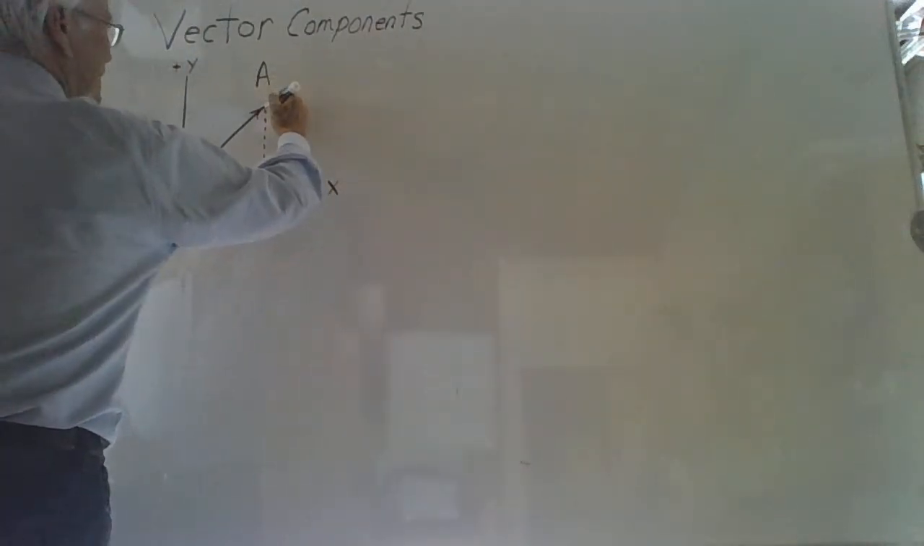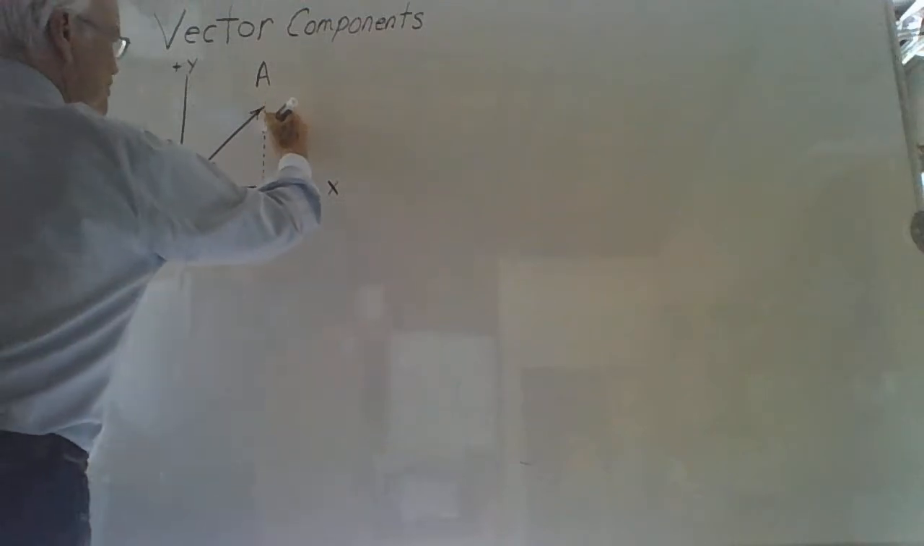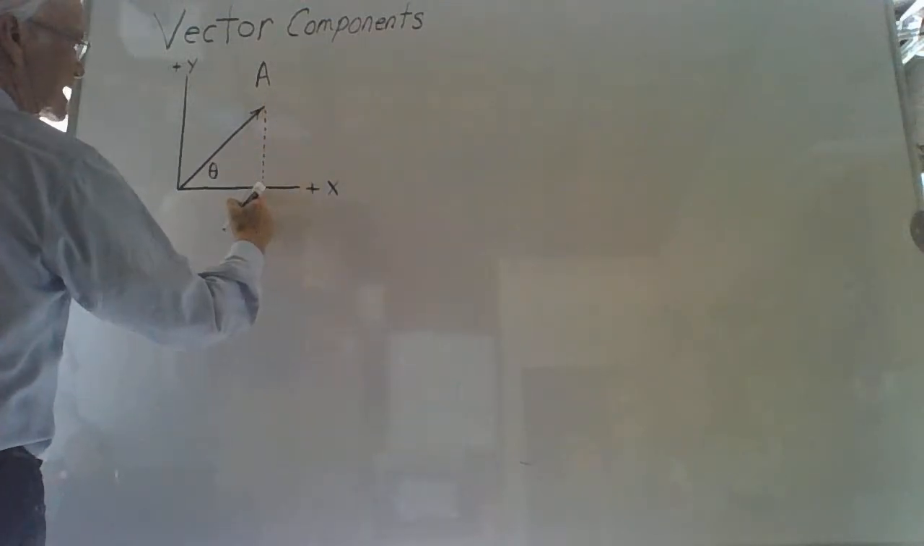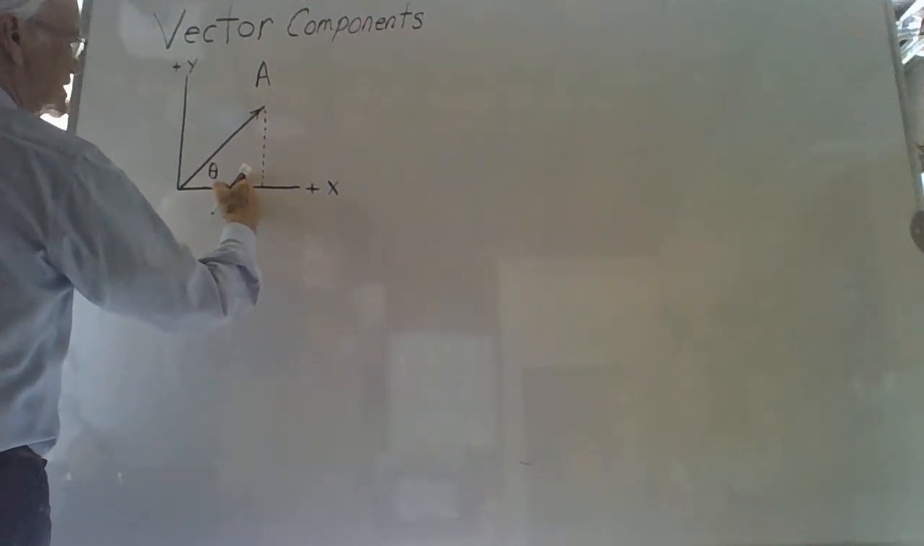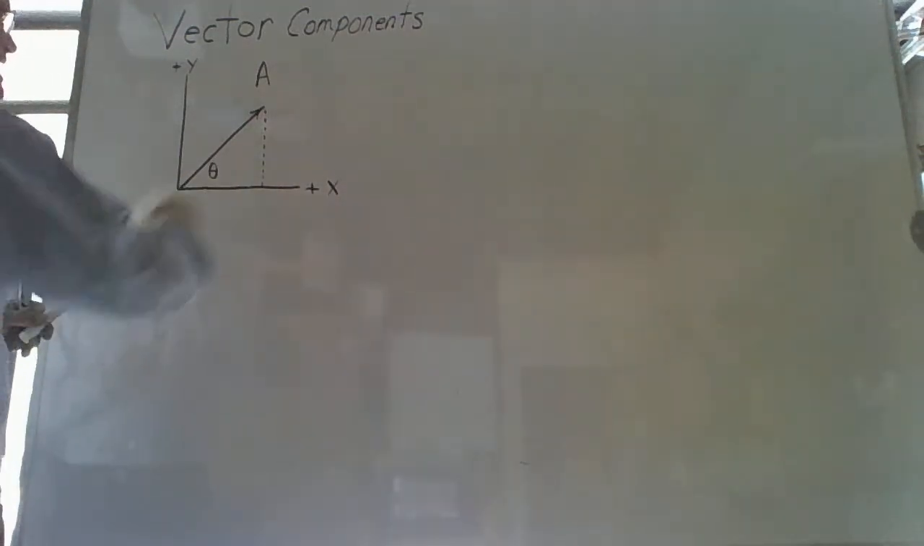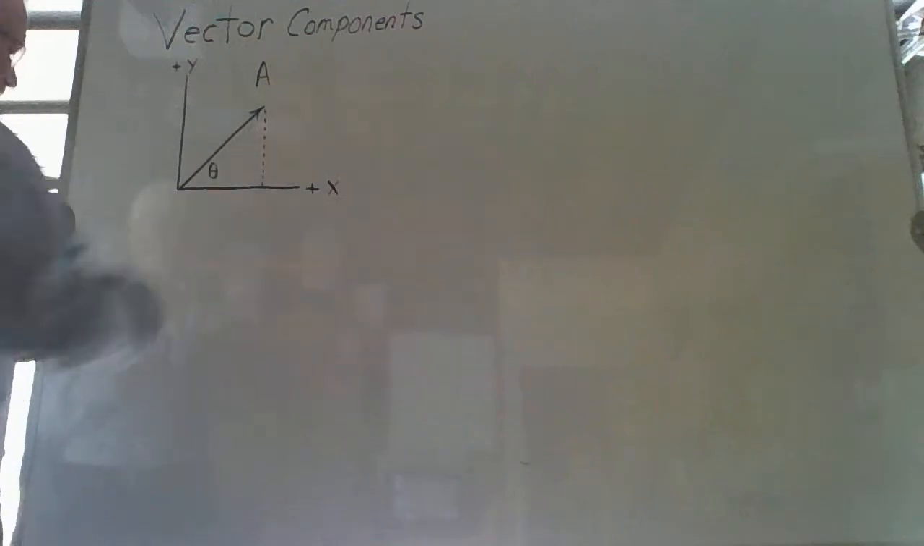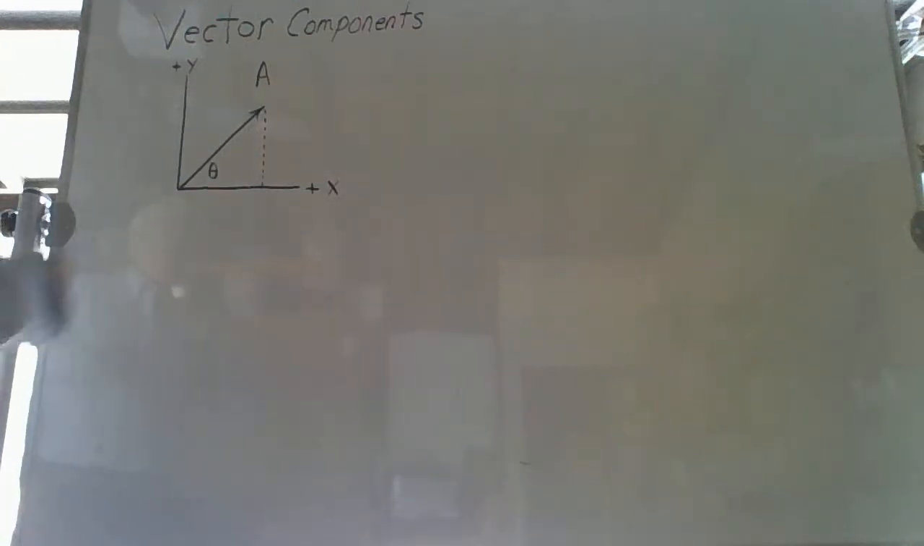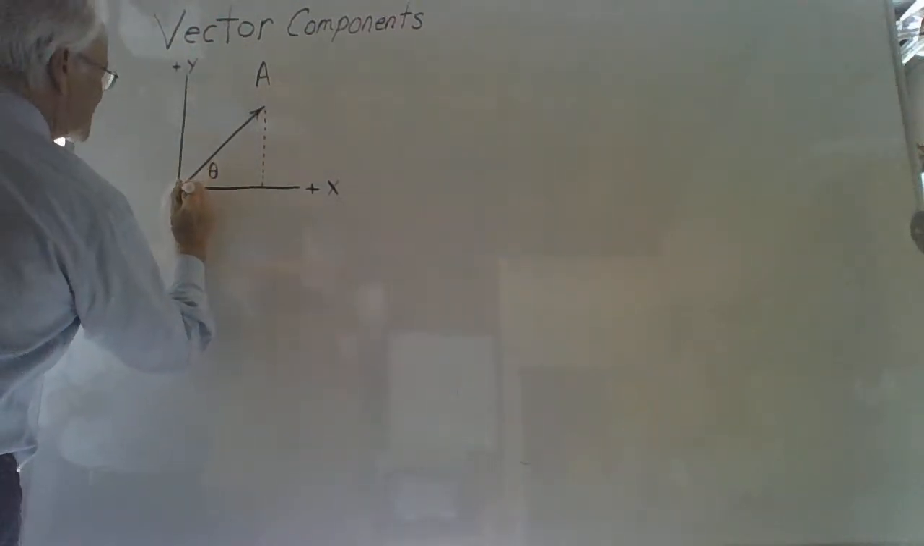I drop a line down from the tip of the arrow until it intersects the x-axis at an angle of 90 degrees. The leg of this right triangle is that vertical broken line. The base of the right triangle I'll sketch now.